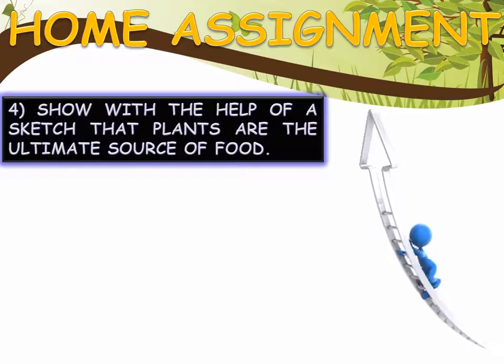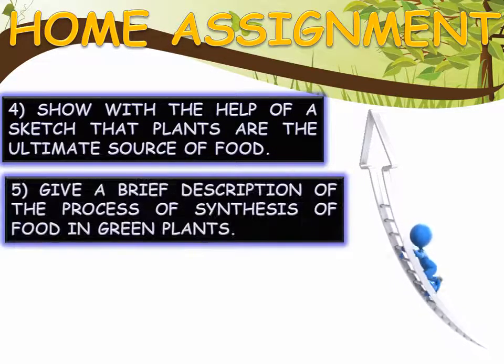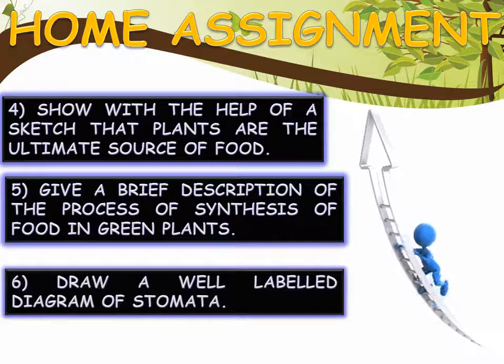Question number 4. Show with the help of a sketch that plants are the ultimate source of food. Question number 5. Give a brief description of the process of synthesis of food in green plants. Question number 6. Draw a well-labeled diagram of stomata.